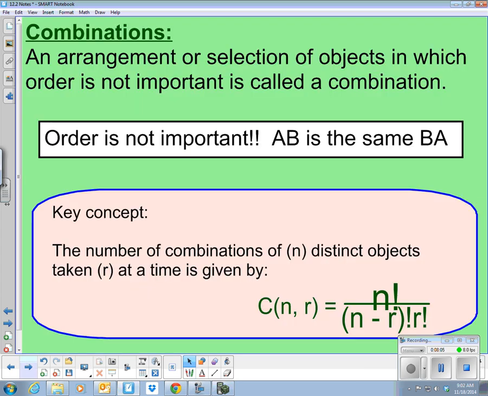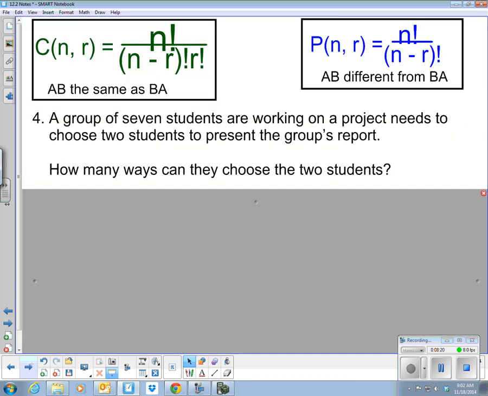Combination says I don't care about the order, I care about the grouping. Okay, so if I group 3 people, it doesn't matter if you get picked first, third, or second, you're still part of the group. So order doesn't matter. A, B is the same thing as B, A. It doesn't matter. This is going to be a little bit different. It's going to be n over n minus r factorial times r factorial. N and r still mean the same thing. You have n objects, you have n things, and you're taking r of them.